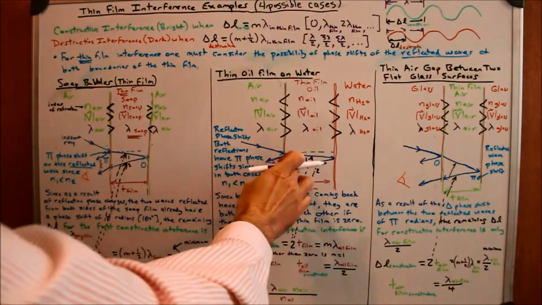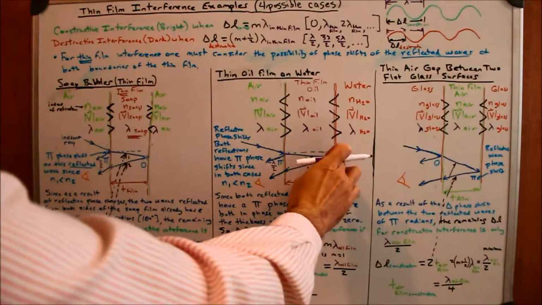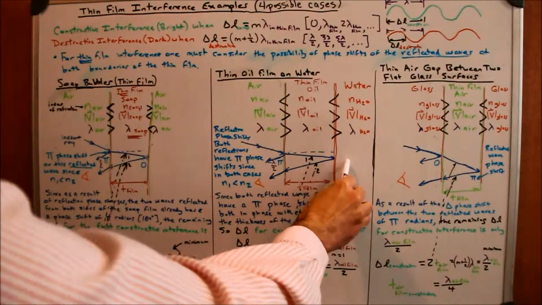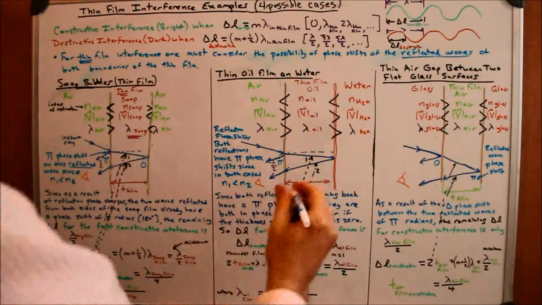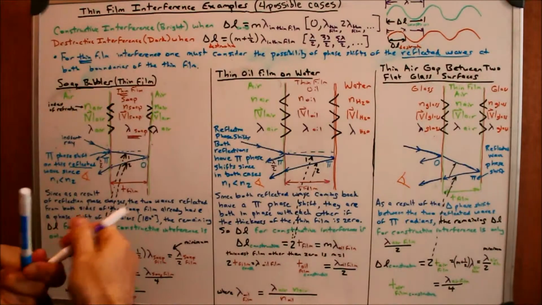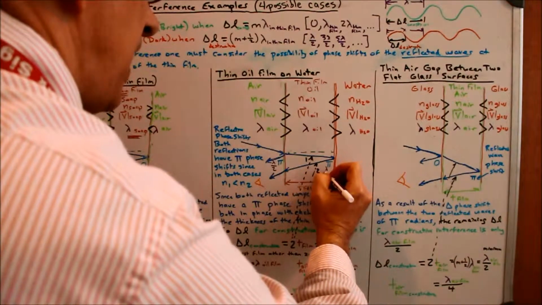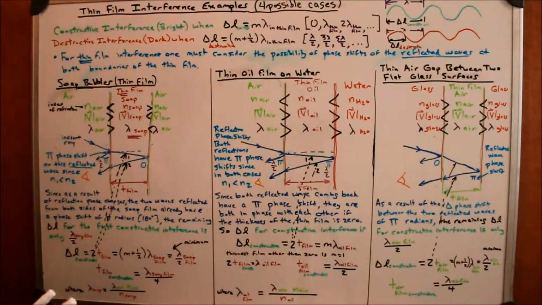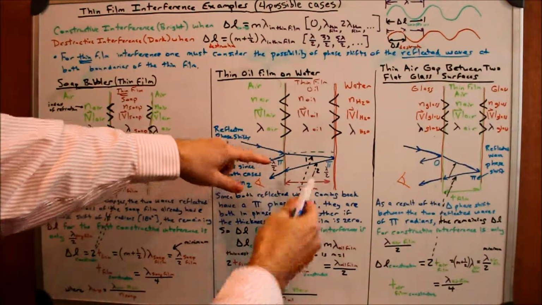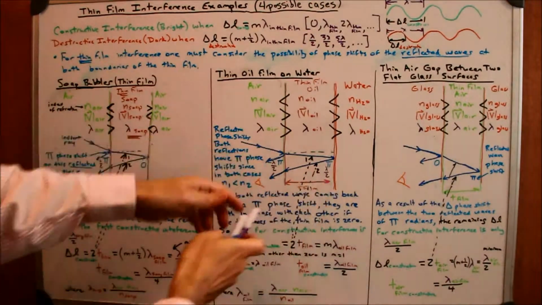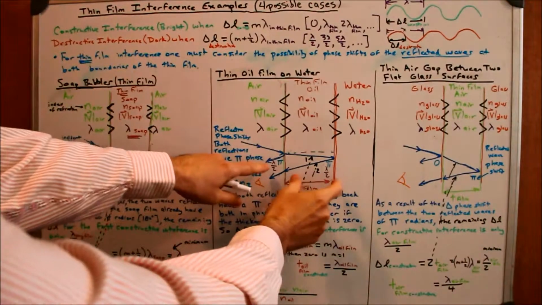Okay, so that's one done, and now what happens here when I have this reflection? Again, I'm going from a low index of refraction to a high index of refraction, so I'm going to have a pi phase shift, or a half a wavelength. You can think about it. Okay, so now we know both of these waves had half a wavelength phase shift.